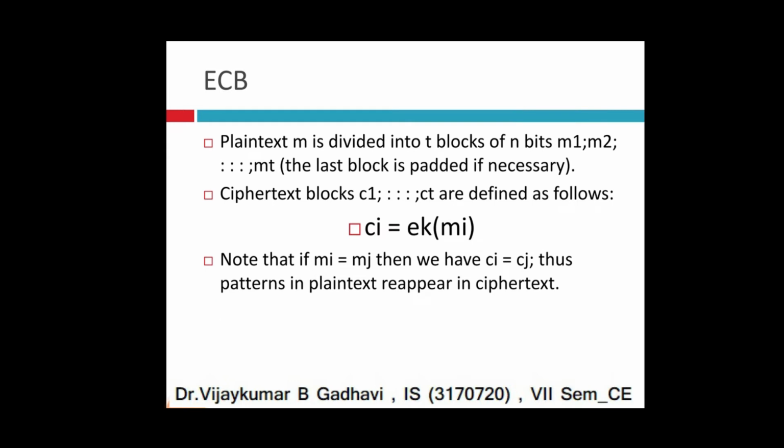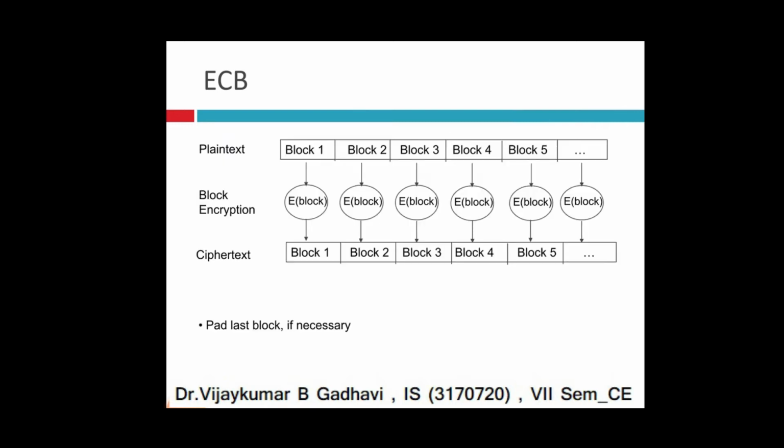ECB, continued. Plaintext M is divided into t blocks of n bits, M1, M2 to Mt. The last block is padded if necessary. The ciphertext blocks C1 to Ct are defined as follows. The equation is Ci equals Ek of Mi. Note that if Mi is equal to Mj, then Ci is equal to Cj. Thus, patterns in plaintext reappear in ciphertext.